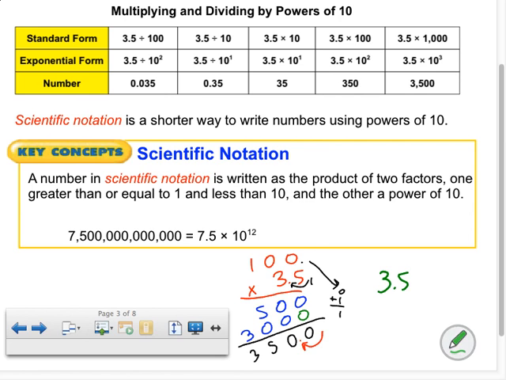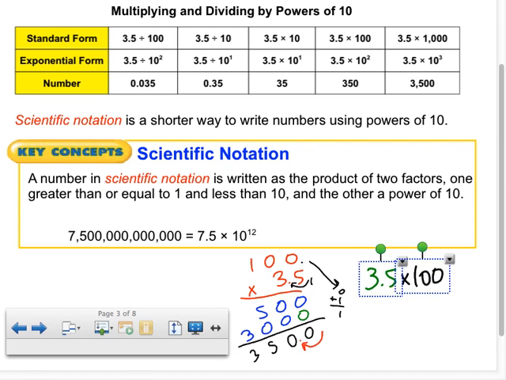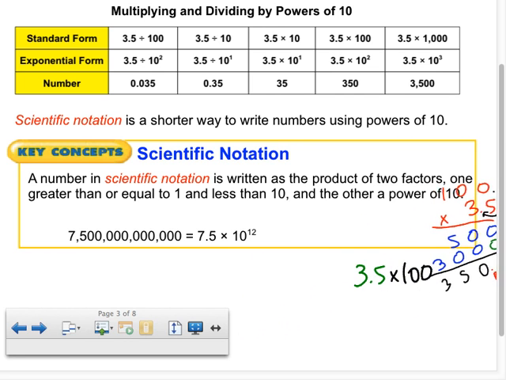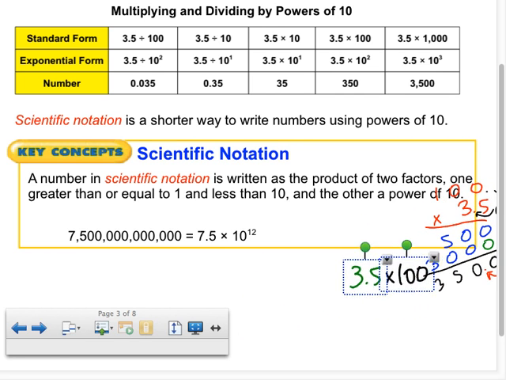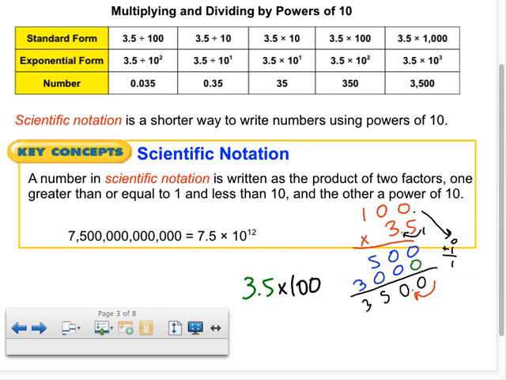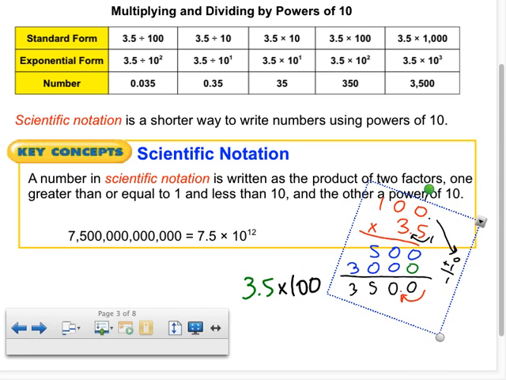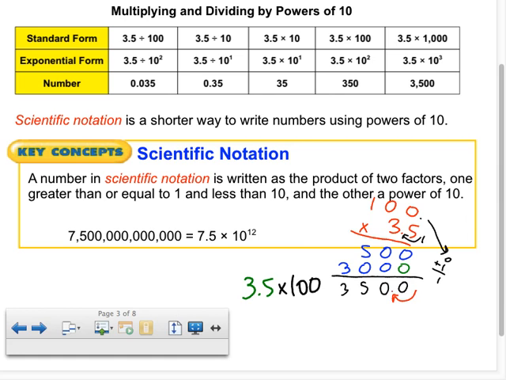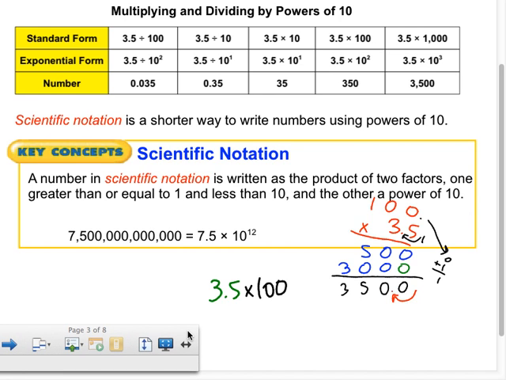So let's ask ourselves, if we started out with 3 and 5/10, and when I multiplied by 100, my answer was 350. What happened to my decimal? That's what we should be asking ourselves right now. What's happening to my decimal? My answer equals what? 350, right? Look at where my decimal here is with what my factor was, 3 and 5/10. It was right behind the 3, right?